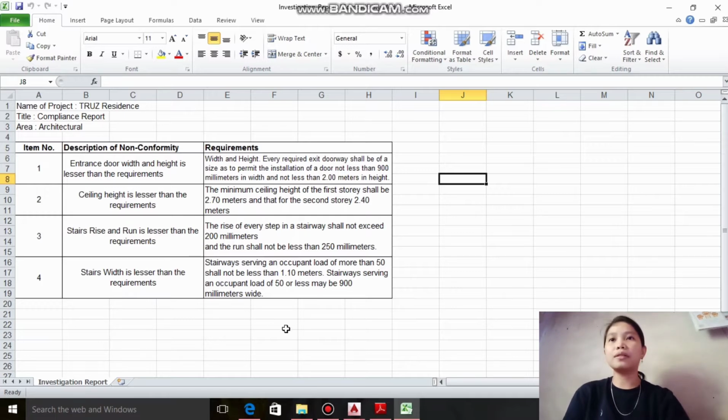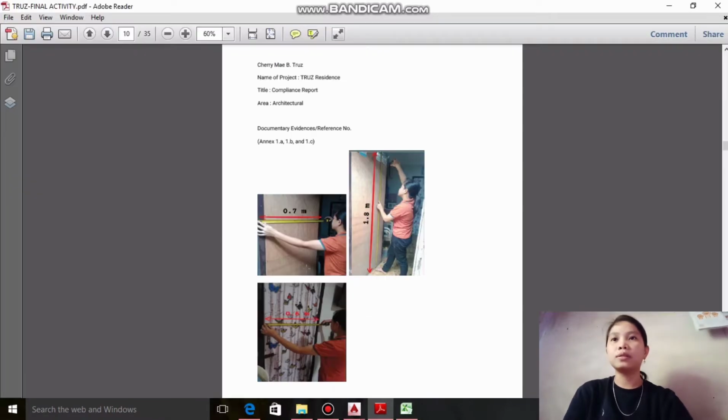Requirements: the width and height of a required exit doorway shall be of a size as to permit the installation of a door not less than 900 millimeters in width and not less than 2 meters in height. So the width is 0.7 and the height is 1.81.